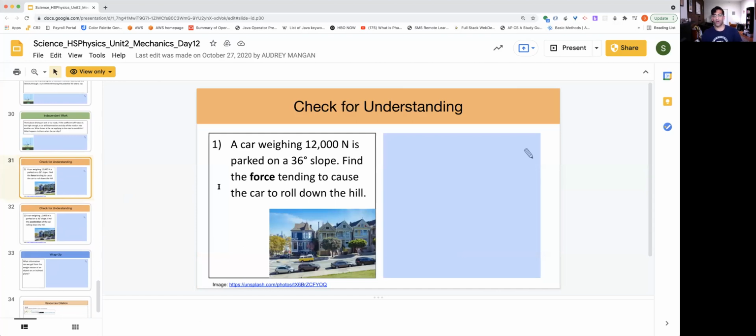So we've got a car weighing 12,000 newtons parked on a 36-degree slope. Find the force tending to cause the car to roll down the hill. As I said before, I'm going to do it quick and dirty and all in black so you can really see it in this blue space next to the slide.